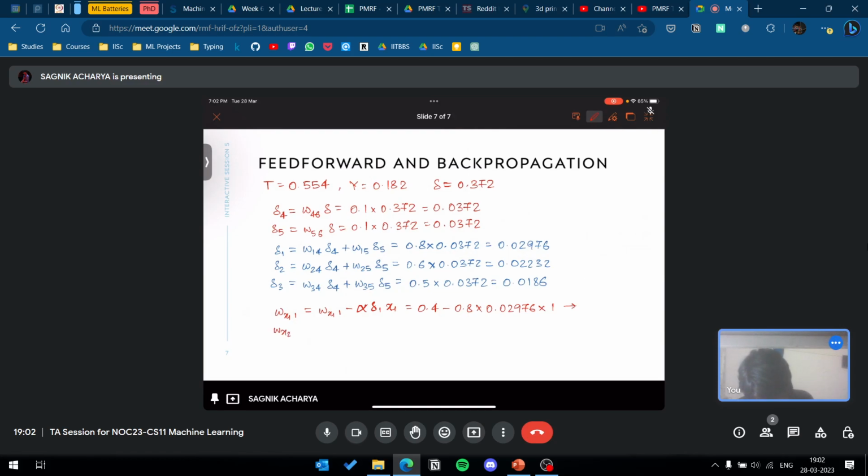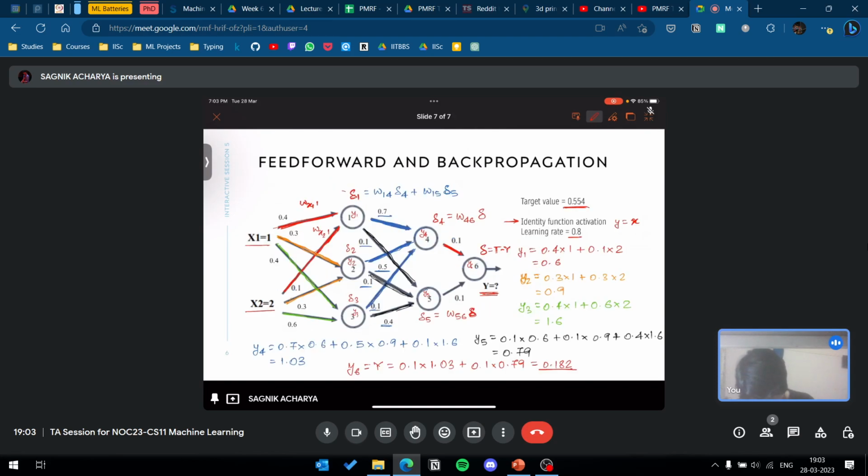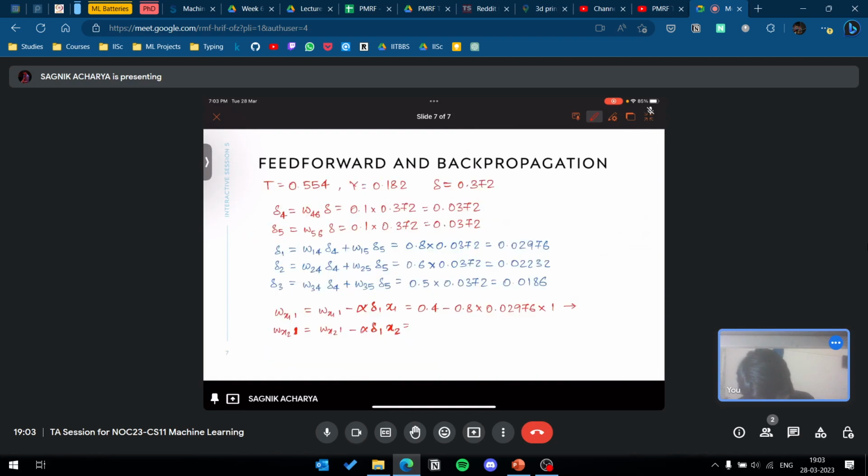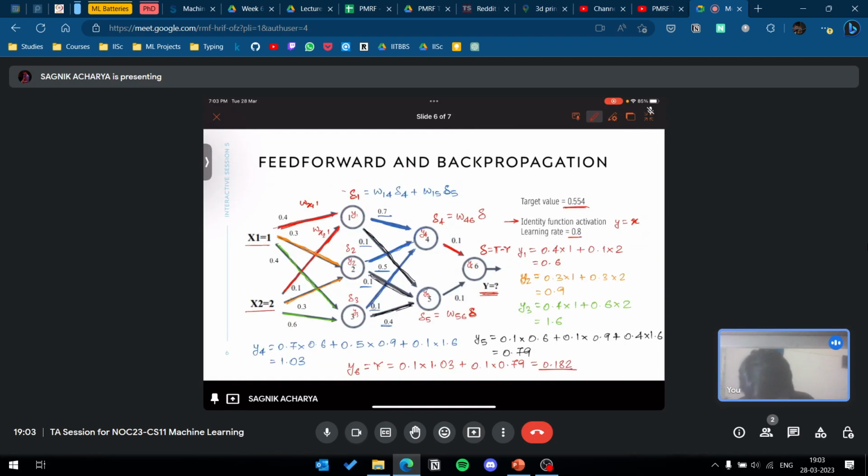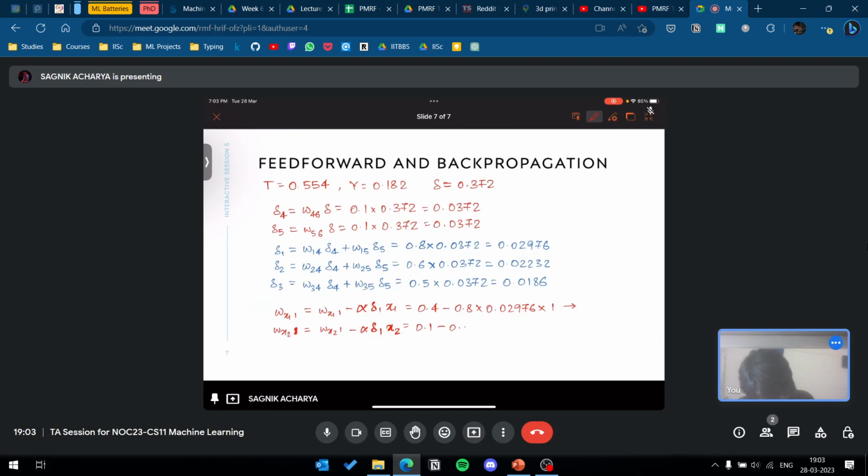Similarly, wx2 1 is equal to the previous one minus alpha times delta 1 times x2, right? Since x2 is the input connected to neuron 1, we use delta 1 and multiply it with x2. The weight here was 0.1, right? So 0.1 minus 0.8 times delta 1, which is 0.02976, but x2 is equal to 2, right? So you can calculate this as well.